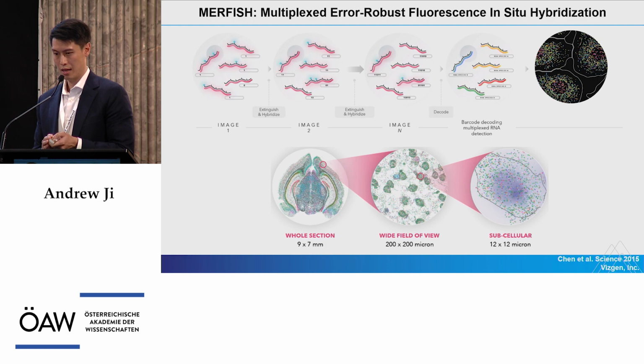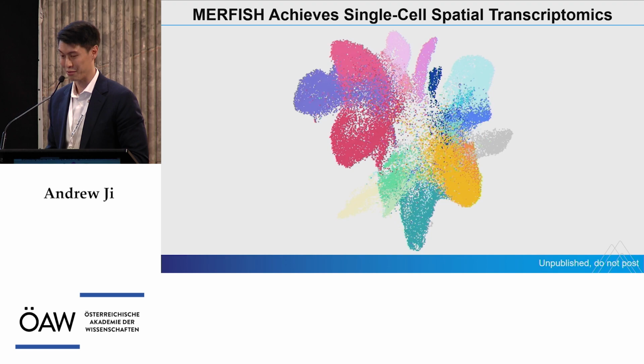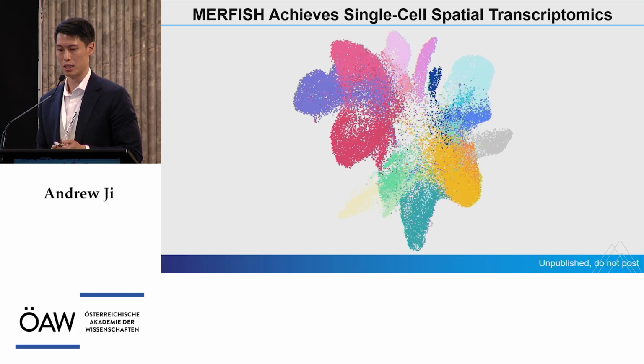And so we've been working hard to optimize this to apply to human skin. We spent a long time optimizing, but this is some of that data here. So what I'm showing here is a UMAP plot of MERFISH data. And so those of you who are familiar with single cell RNA sequencing are likely familiar with UMAPs, but each point on this two-dimensional plot represents a single cell.